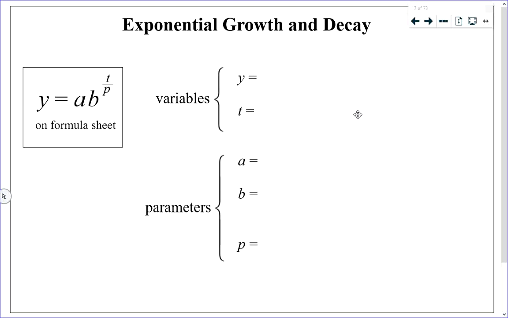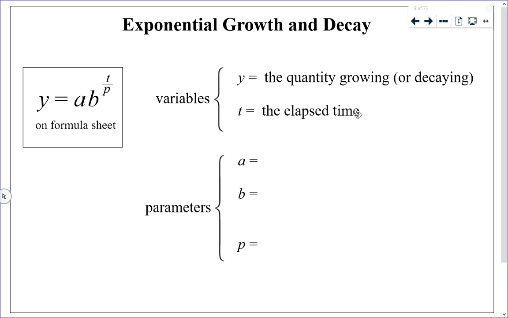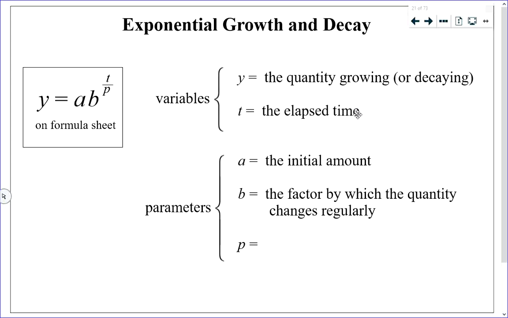To just run through what all of these are, y, of course, is the quantity that's growing or declining. T is the elapsed time. A is always the initial quantity that you start off with. You can make a mental note here that A is always going to be the y-intercept of the function, and we'll see that in a minute. B is the factor by which y is changing regularly.